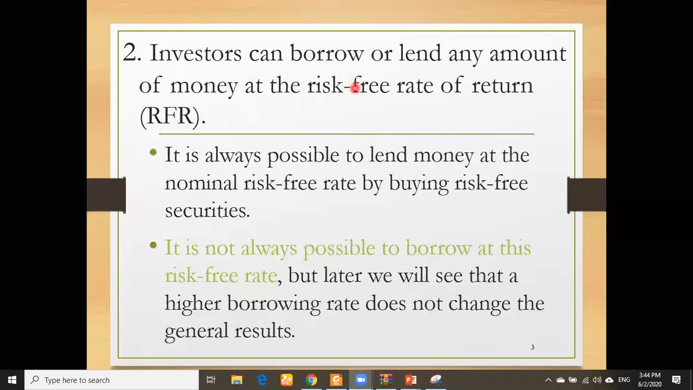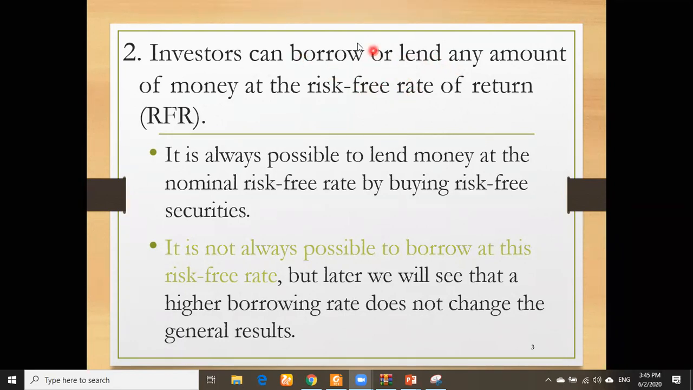But here what we are saying is that the investor has the ability, or the investor is allowed, to borrow as well as lend. Lending is no problem. There is no problem in lending. Why? Because, for example, if you are buying a risk-free security, just like a treasury bill, actually you are investing or lending at the risk-free rate.